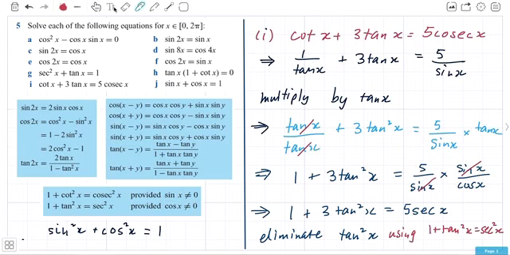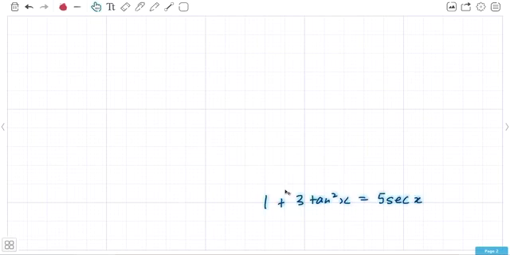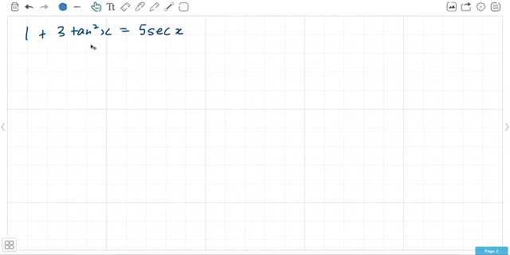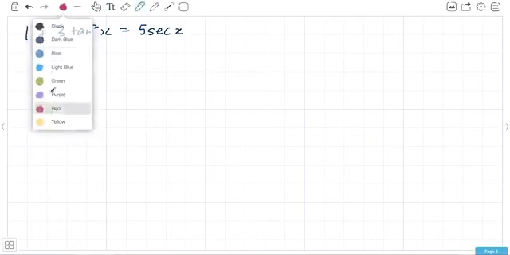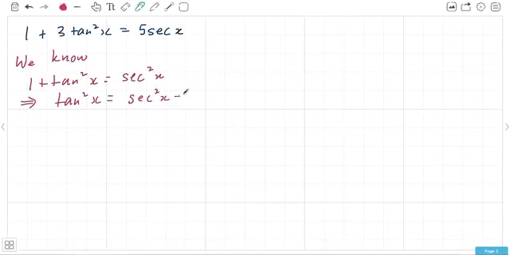So what we're going to do, I'm just going to pick up this line here and move it to the next page. Okay, so what you want to do is now, in the red pen, say what we know, and we know this, which implies we can solve that for tan squared x, so sec squared x minus 1. So that means that we can now substitute.